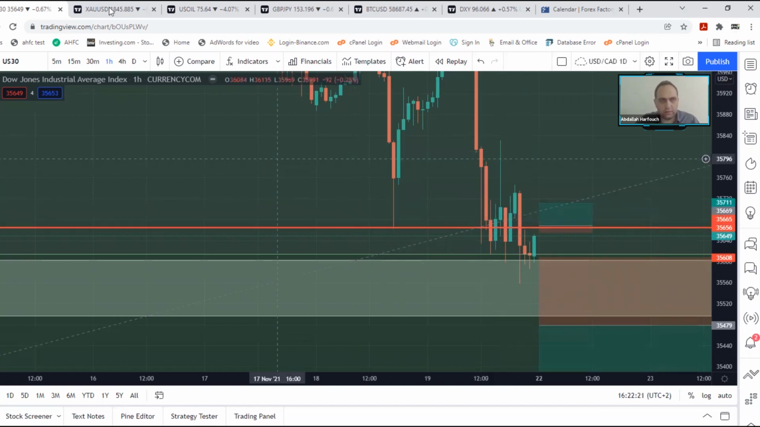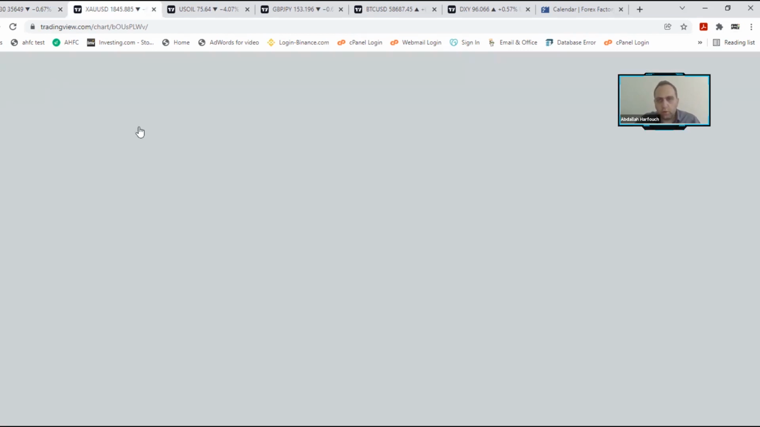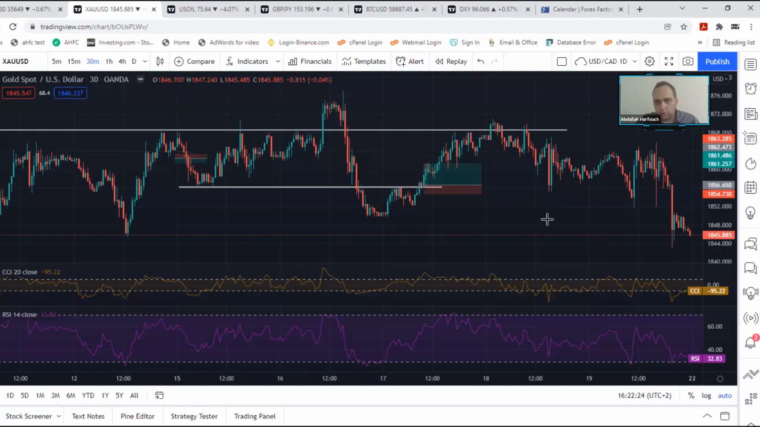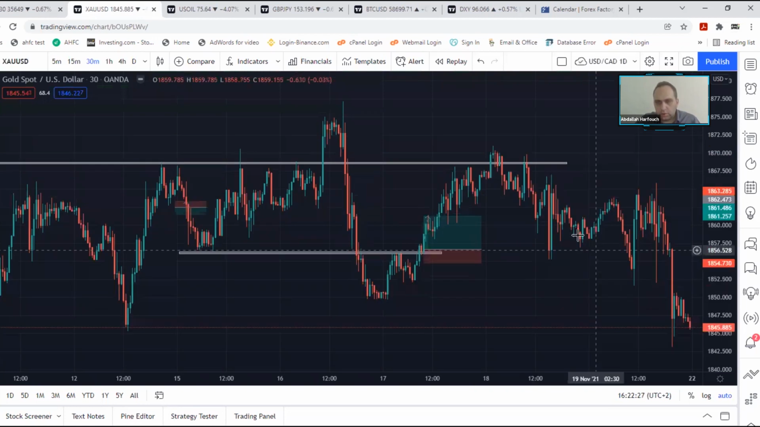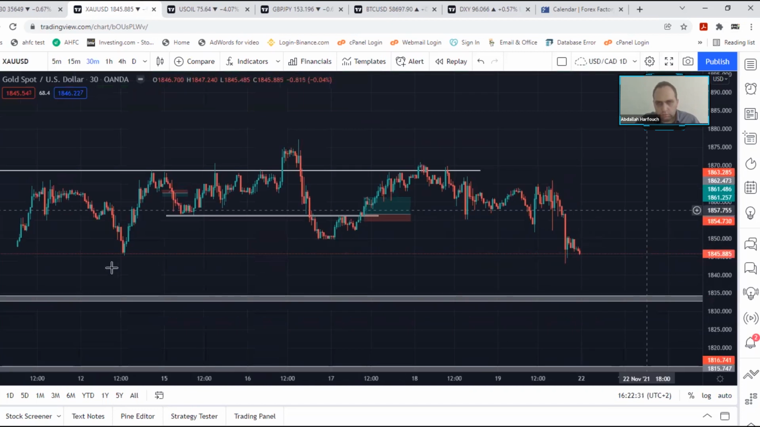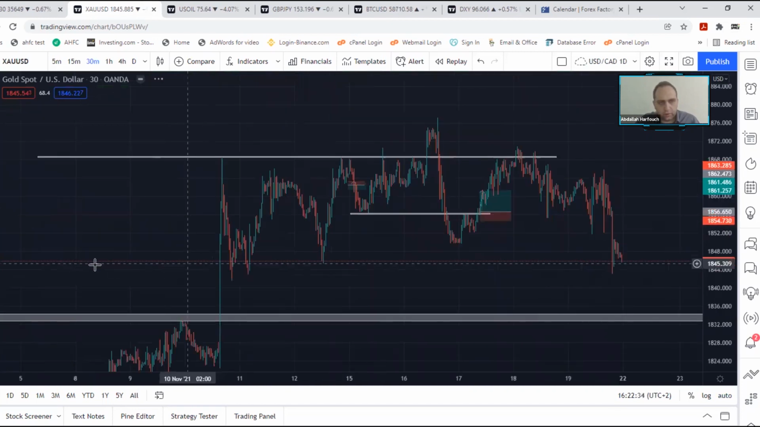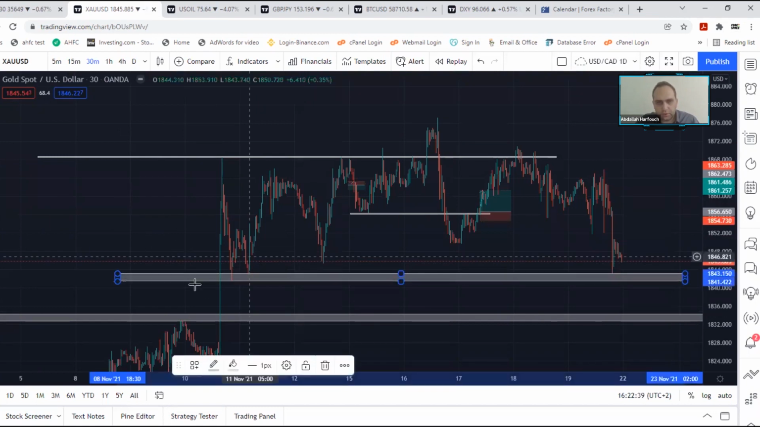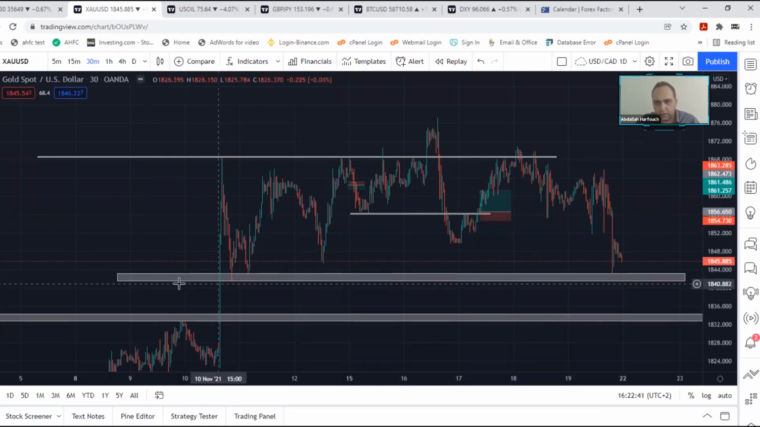So be careful about this trade, it will be important. Gold also. You are heading to a very important support level. This level, it's a very important support. Look what a clean traffic we have.